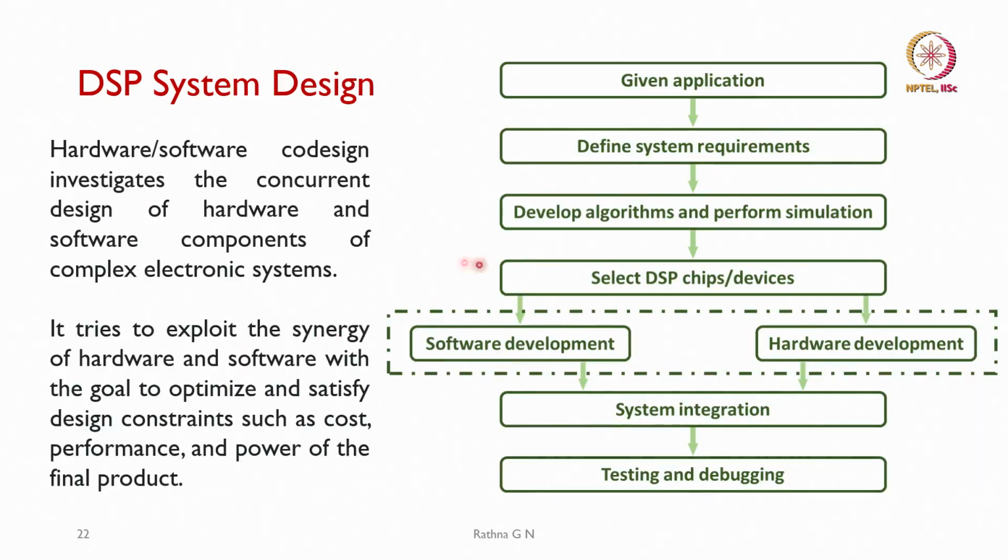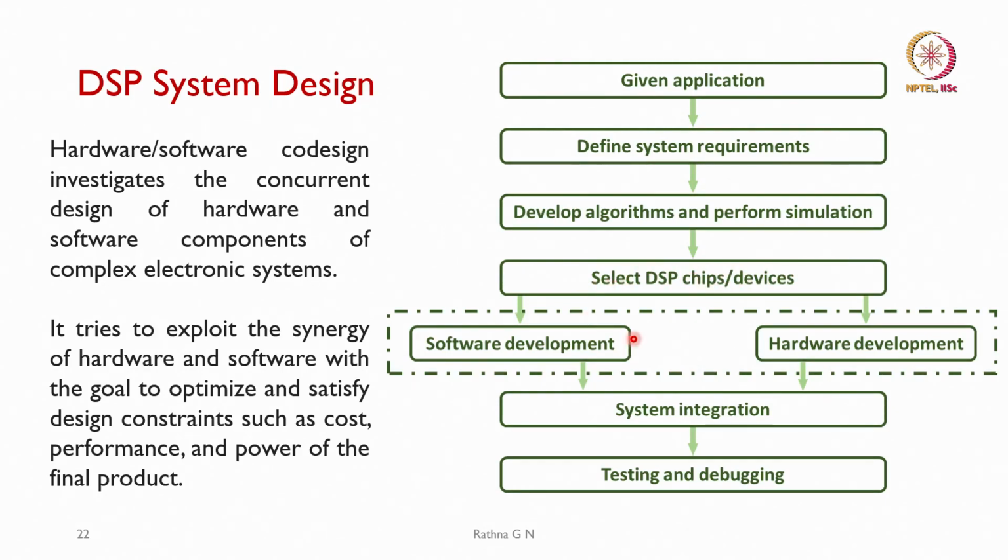Coming to the design, how we are going to proceed. This is what we call signal processing system design. If you have been given an application, I will be defining my system requirements and developing algorithms, and then performing simulation first to see that my algorithms are working fine and my requirements are correct. Then I can select DSP chips or devices, or decide whether I have to go for full custom, FPGA based, or hardware based accelerator.